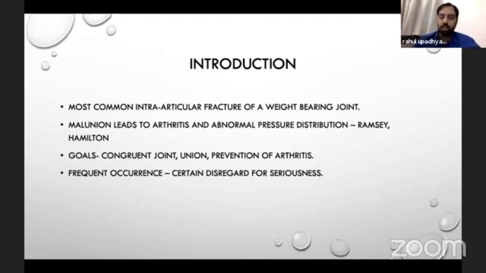So just a brief introduction. It is one of the most common intra-articular fractures of a weight-bearing joint. And the problem is that malunion may lead to arthritis, abnormal pressure distribution around the ankle. And a lot of study and work has been done by Ramsey and Hamilton over it. So the ultimate goal is to have a congruent joint with a good union and prevention of arthritis.